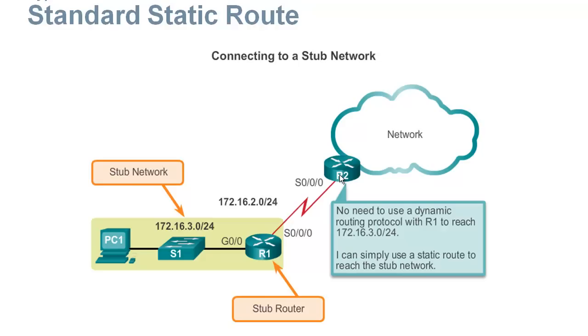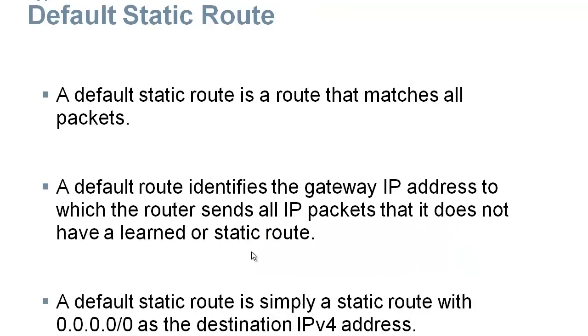And that way, if a packet came in destined for 172.16.3, your router would match that first in this routing table. And then if it didn't match, if something was coming for 192.168, it would then match this at the bottom, and then it would be forwarded out to the ISP. So that's how default static routes work. And we still use those typically.